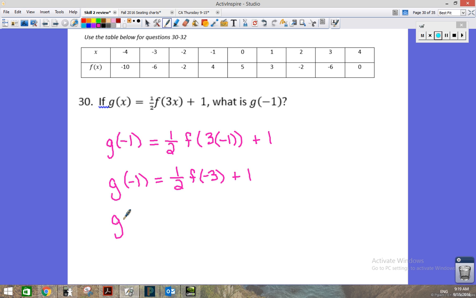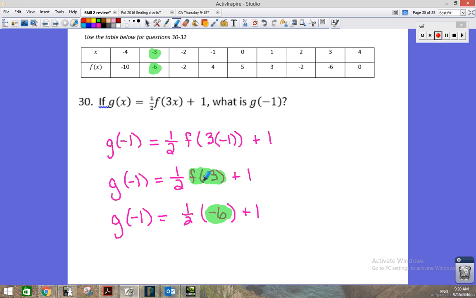So this is saying take the half of some number. And that number, I can come in from this table and read what that number is going to be. It's going to be the output of this function when the input is -3. So when x is -3, the output of this function is -6. That's all I did, was replace this f at -3 with -6. This is the same value here.